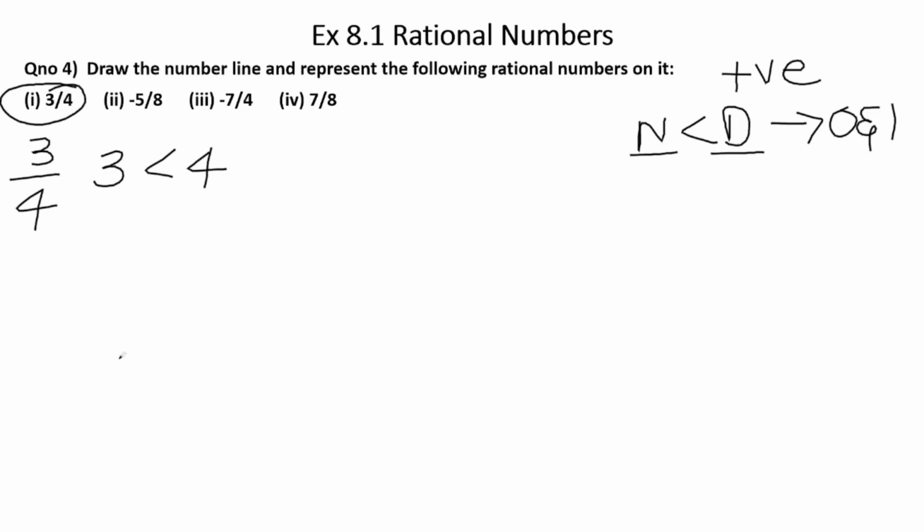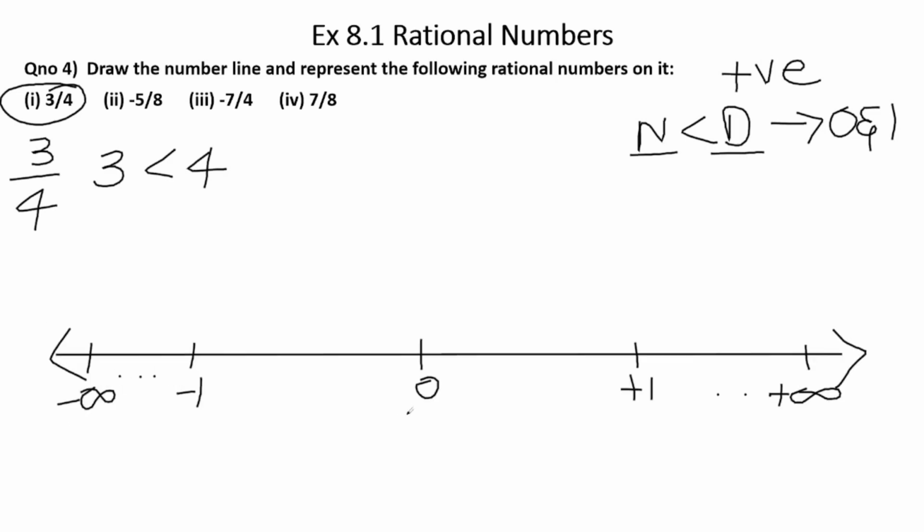So let me draw a number line and show you where exactly 3 by 4 comes on the number line. We know that the value lies between 0 and 1, but we don't know where exactly. So the first step is, what is the value of the denominator? The value of the denominator is 4. So divide this into 4 equal parts.